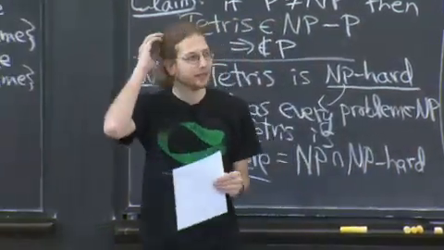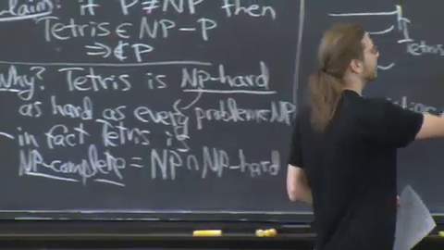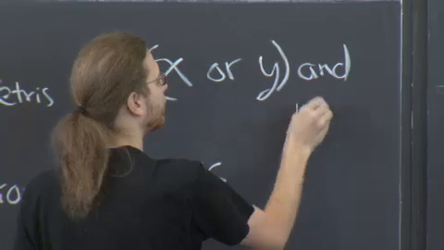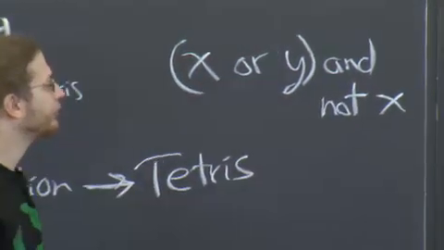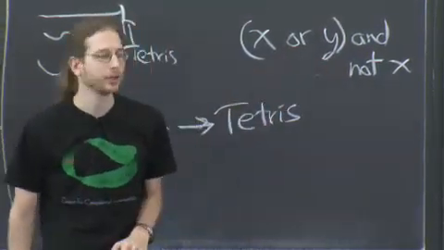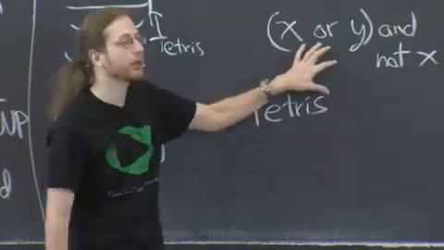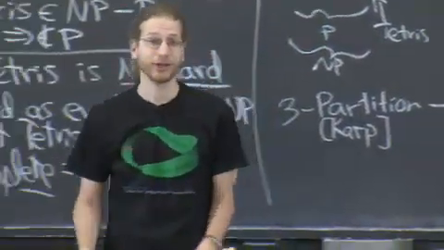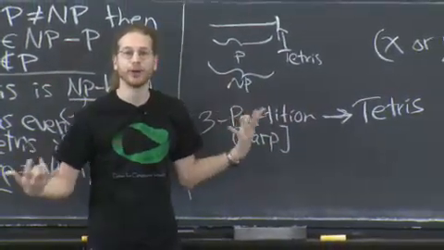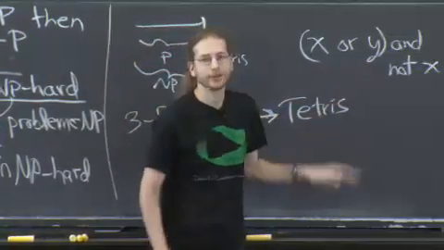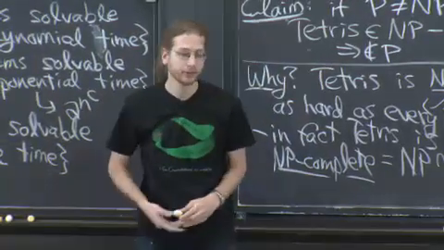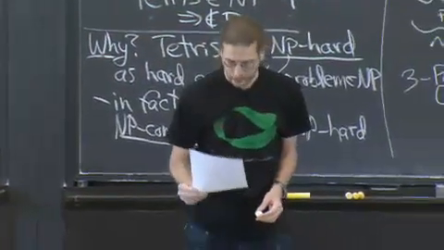SAT. SAT is I give you a Boolean formula like x or y and not x, something like that. I want to know, is there some setting of the variables that makes this thing come out true? Is it possible to make this true? That's NP-complete. This was actually the first problem that's shown NP-complete. There's this issue, right? If I'm going to show everything's NP-complete by reduction, how the heck do I get started? What's the first problem? And this is the first problem. You could sort of prove it by definition almost of NP here. But I won't do that.